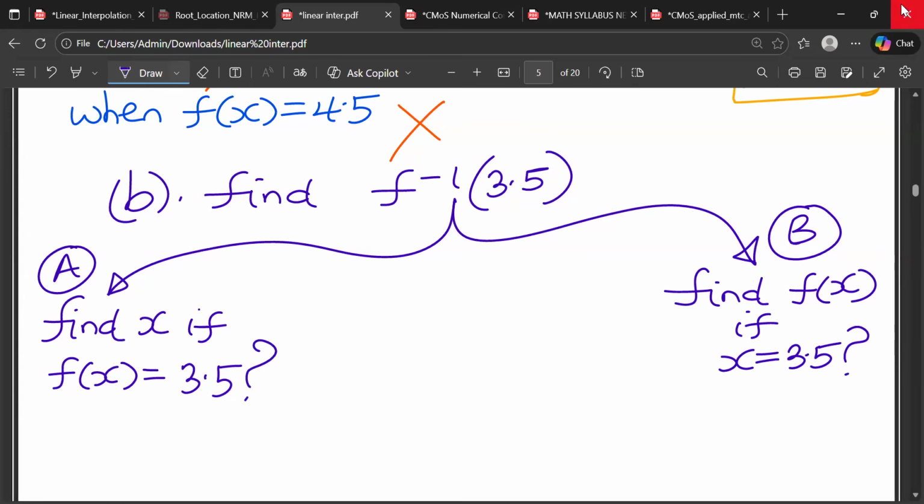Remember the other one has been f of x. So the other one has been f of 4.5. But this one is f inverse. So I need to know which one is it. Which one are people taking? Let me see what's happening in the chat. People are saying A, B, A, B. You see the confusion? Another one has said B.